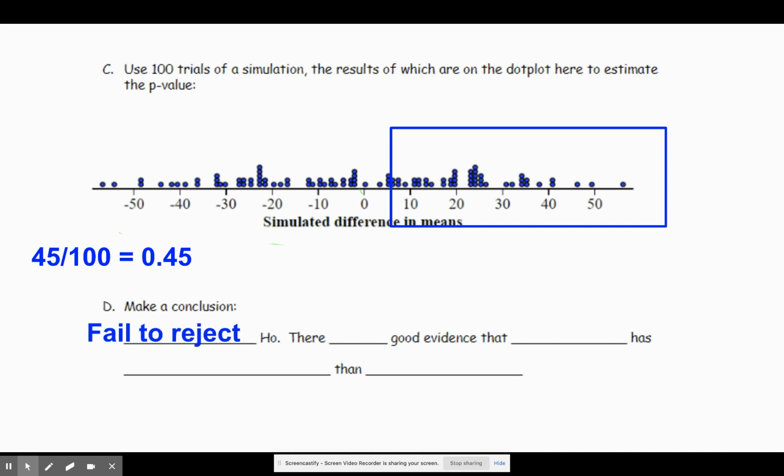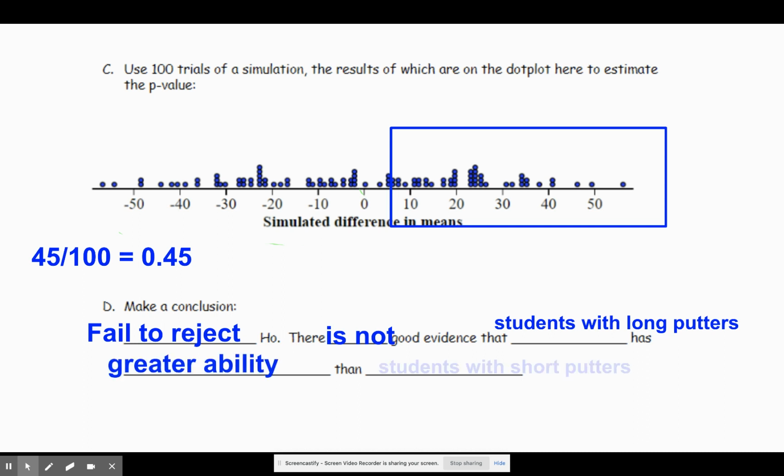Our null hypothesis said that students had the same ability. So if we fail to reject that, that basically means the two putters are the same. So that tells us there is not good evidence that students with long putters have a greater ability than students with short putters. And there are always different ways that you can word that, of course. That's just the way that I did it for this example. All right, so there's one example.